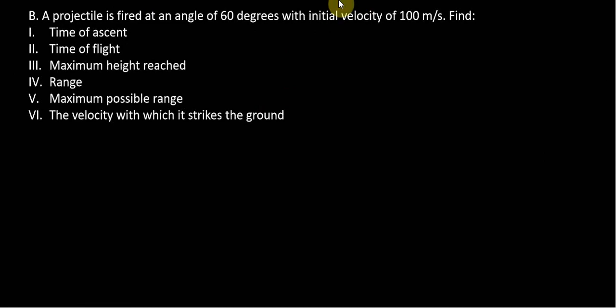Okay, now let's look at the other one. On the other one, they're saying that a projectile is fired at an angle of 60 degrees with the initial velocity of 100 meters per second. Find the time of ascent.